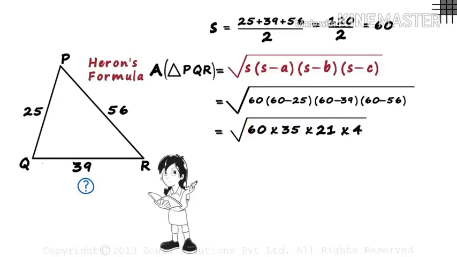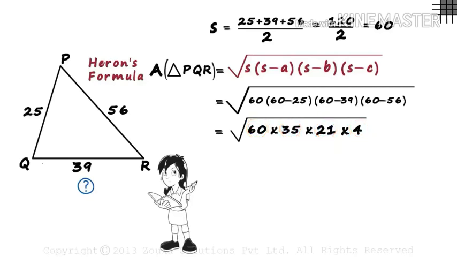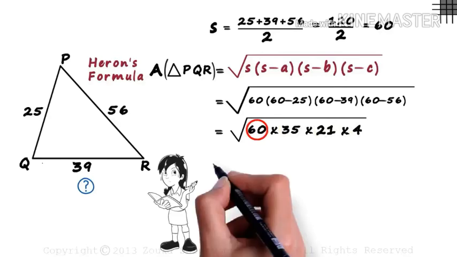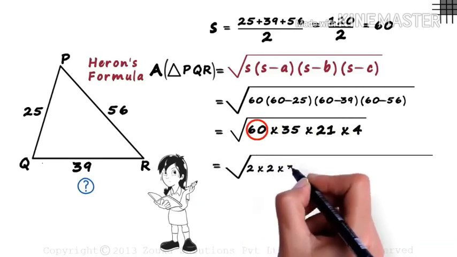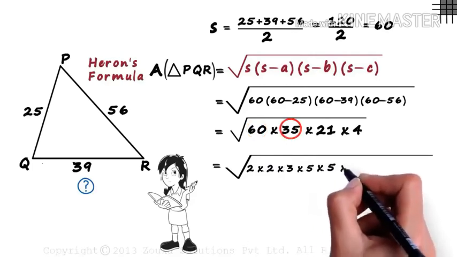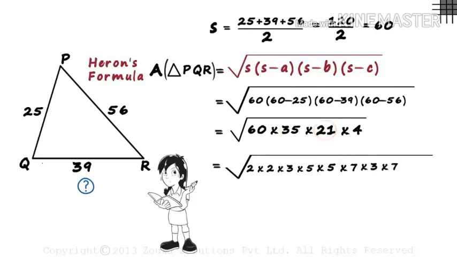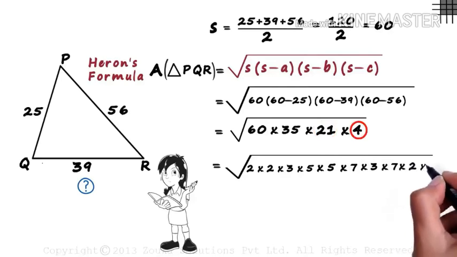In our videos based on square roots, we had seen that if the number is big, we should use the prime factorization method to find the square root. And to use the prime factorization method, we have to reduce all the numbers to their prime factors. Let's look at the number 60 to start off. 60 can be written as 2 times 2 times 3 times 5. 35 can be written as 5 multiplied by 7. 21 can be written as 3 multiplied by 7. And 4 can be written as 2 times 2.